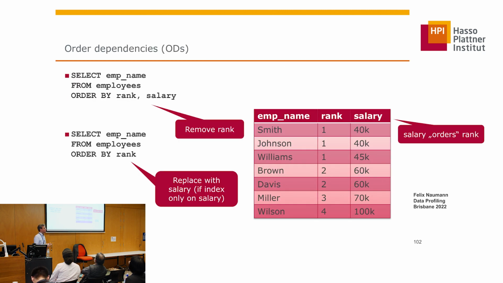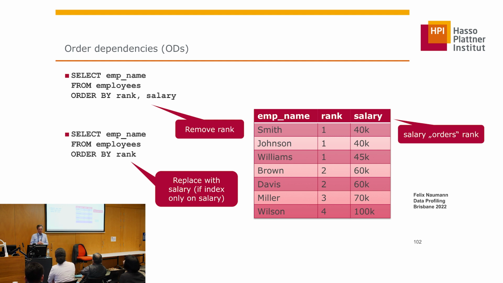So I said there are many other kinds of dependencies. We just looked at three. What I really like are order dependencies. It's kind of a cool concept. It's an unusual one. You have to think about it a little while, but it can make sense. An order dependency basically says if I order my table according to one attribute, it is automatically ordered by the other attribute. Okay? So if I order by salary here, then it's also ordered by rank. Not the other way around. If I order by rank, it's not necessarily ordered by salary. So it's an order dependency.